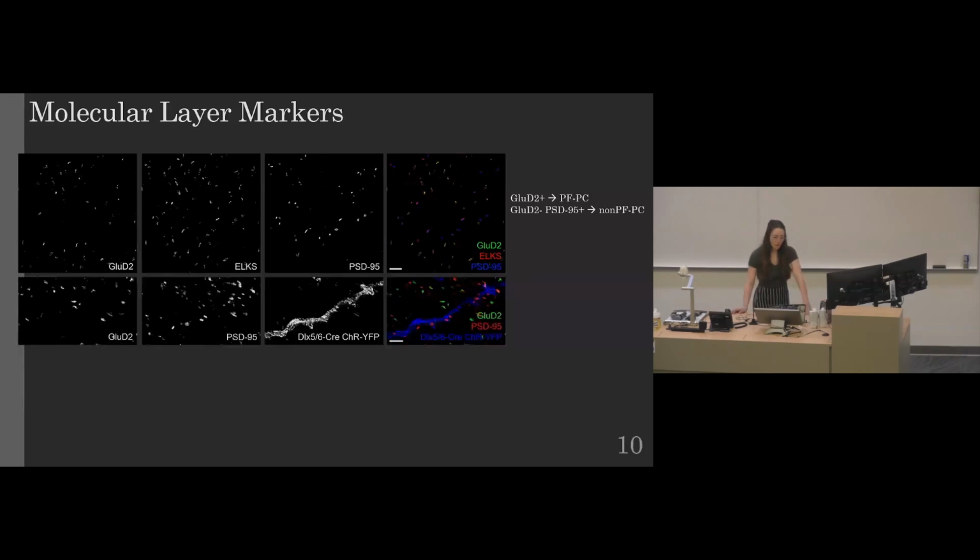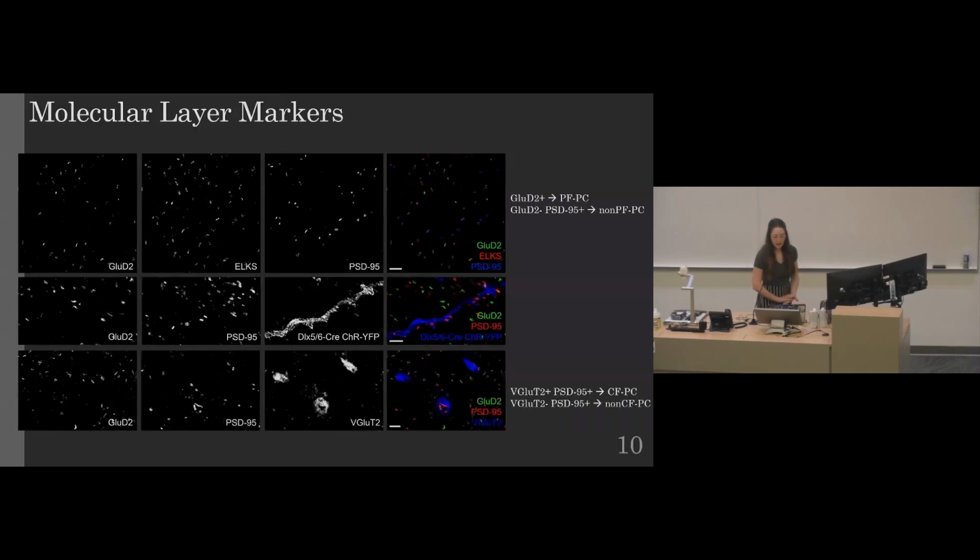And this staining with a transgenic mouse line, which shows interneurons, mainly in the cortex, but does show a subset of interneurons in the cerebellum, shows that PSD95 is located along the interneuron dendrite, and GLUD2 is mainly localized away from that dendrite.